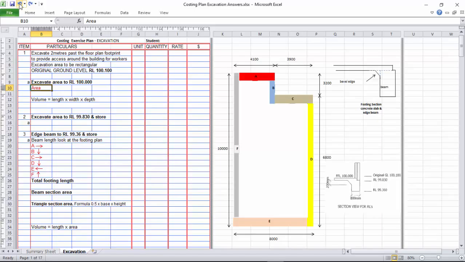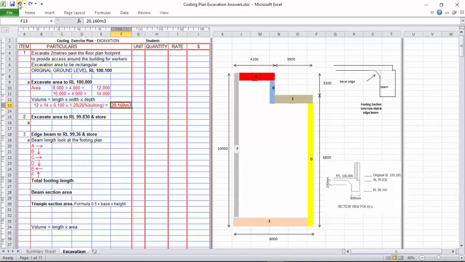Okay, so the area is going to be excavated from 100.1 down to 100, so it's only 100 mil. The area will be 8, which is this, plus our 2 meters on both sides, so that'll give us our 12 meters. The other side will be 10 meters plus 4 meters, which gives us 14 meters. Then we've got to calculate the volume of that excavation, which will be 12 by 14 by the 100 mil depth by 1.2, which is 20% bulking.